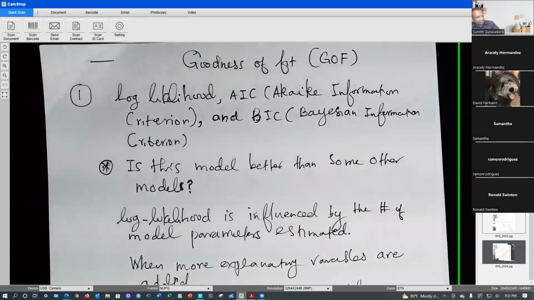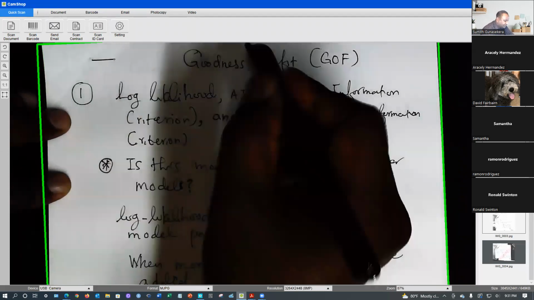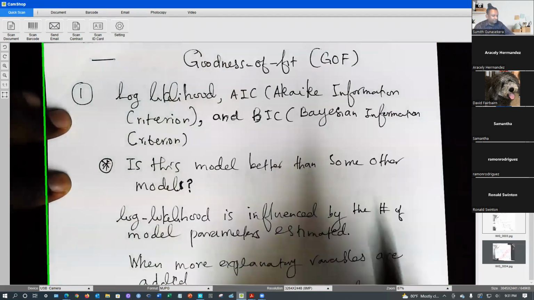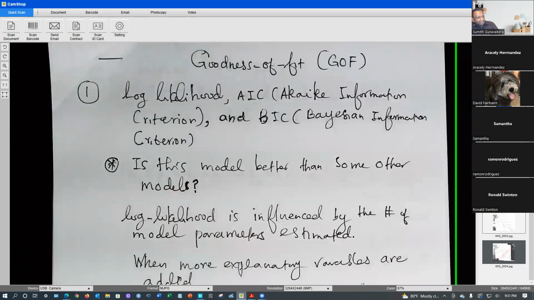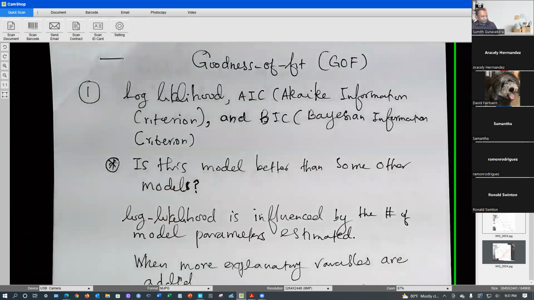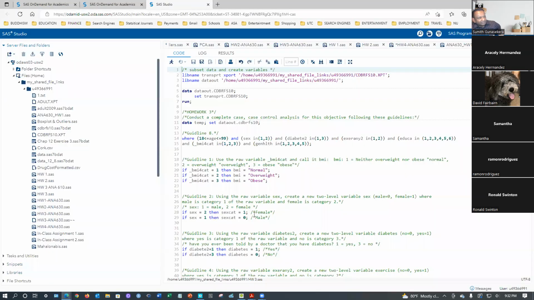When you have a model, we have to check the goodness of fit of this particular model. Goodness of fit. See how well this given data fits into this given model. So we are using three kinds of criteria. Let's pull out one of these examples.